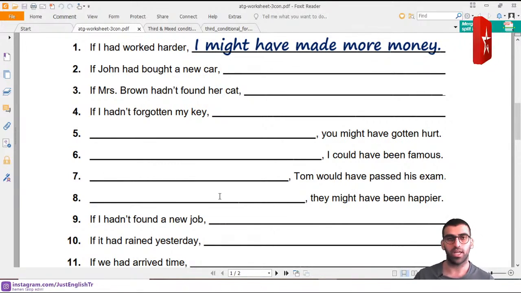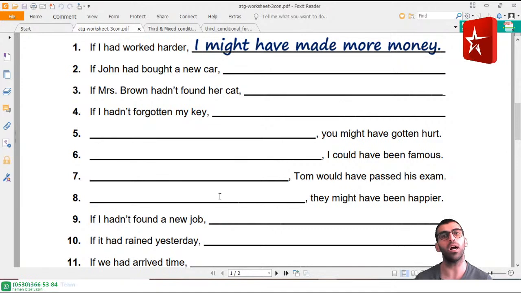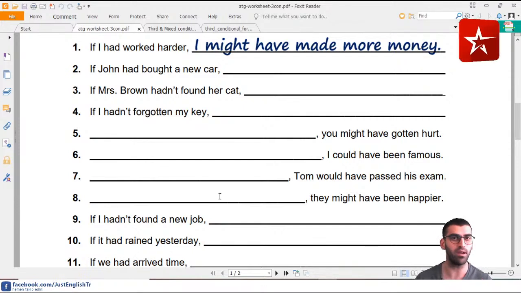For number one, you can see, if I had worked harder, I might have made more money. Yes, if I had worked harder, I might have been promoted, for example. That was my idea. I might have made more money, or I might have finished my job earlier. We can complete this sentence like this also.